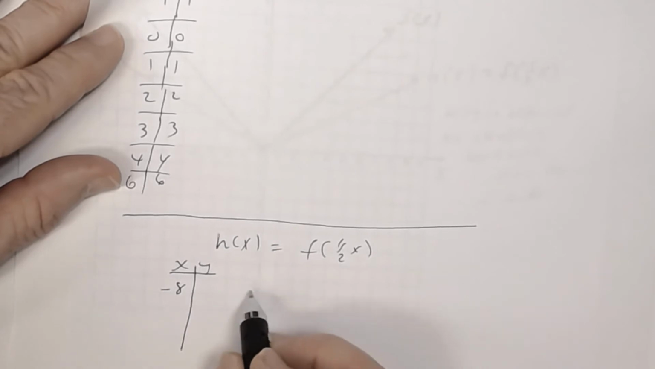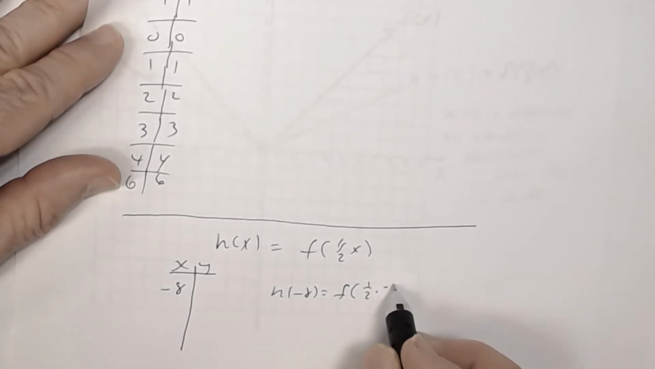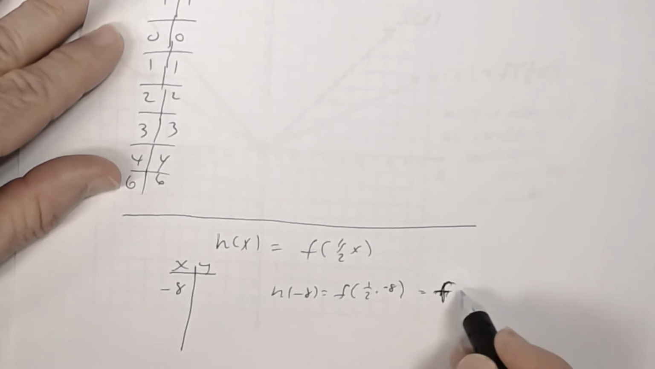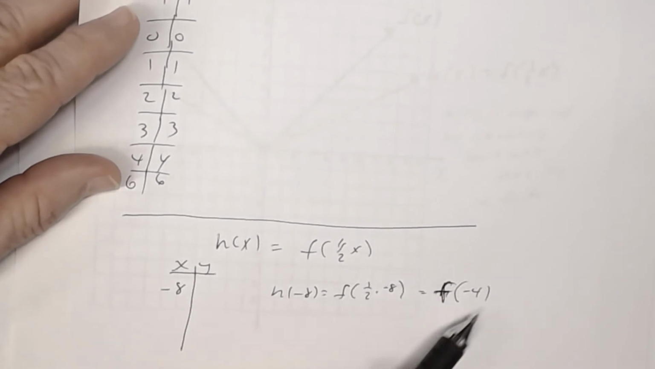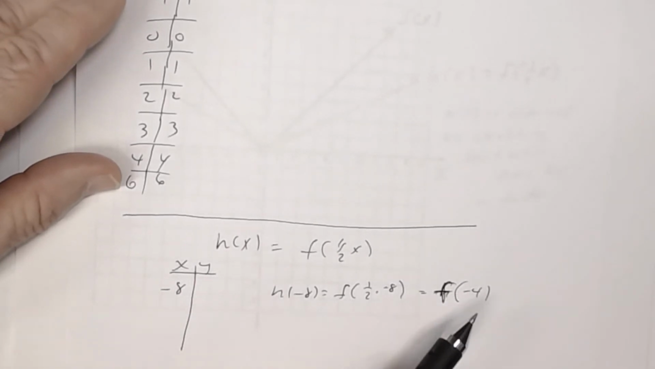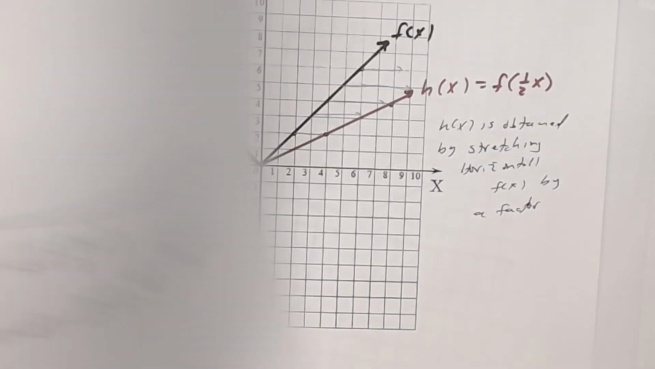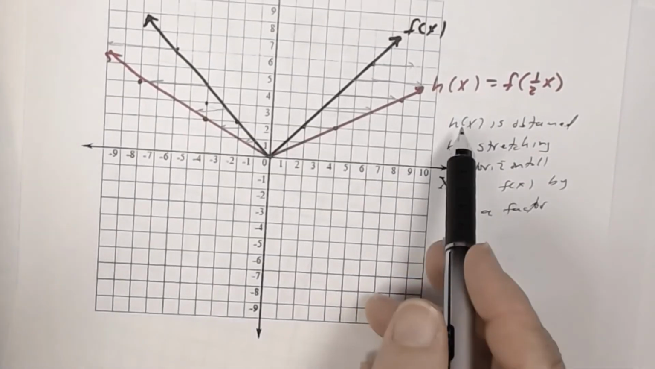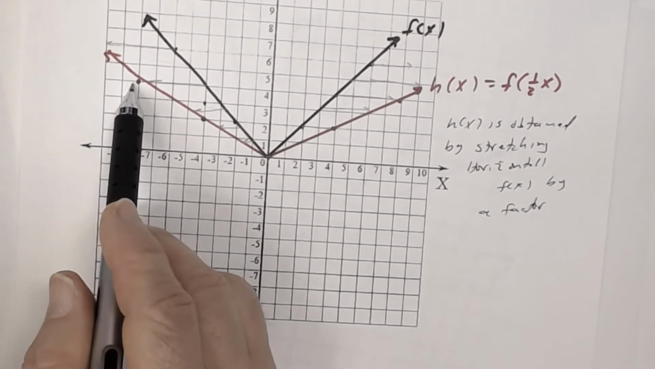So if x is, let's say, negative 8, I get h of negative 8. H of negative 8 is f of 1/2 times negative 8. And what's half of negative 8? That's negative 4, right? So I go to my function f, and the question is, what's the y value when x is negative 4? The y value is a positive 4. So this becomes negative 8, 4. On my function h of x, do you see a negative 8, 4? Yeah, you do.